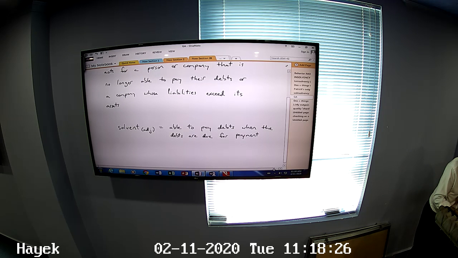So what about the opposite? Opposite of solvent? I'm sure you've heard of this. Unsolvent, good idea, not quite. Instead of a U at the beginning, it's an I at the beginning. Insolvent. Insolvent means unable. Unable to pay debts when the debts are due for payment. Able to pay, having cash, solvent. Unable to pay, not having cash, insolvent.